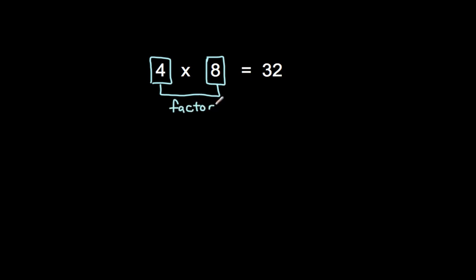A factor is a number that is used to multiply. So we can say that 4 is a factor and 8 is a factor, and they make a product of 32. The answer we get after we multiply is called the product. Both factors, 4 and 8, when multiplied by each other, make a product of 32.